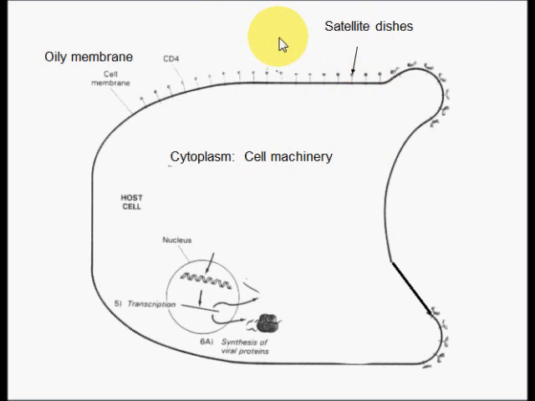In order for this to happen, the cell needs to have satellite dishes, cell receptors, I think is the term. So these satellite dishes receive signals from the outside environment and tell the cell what to do.